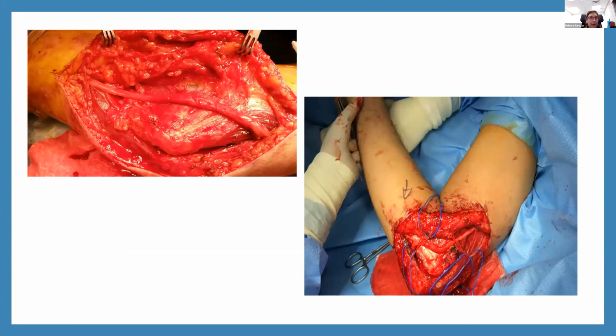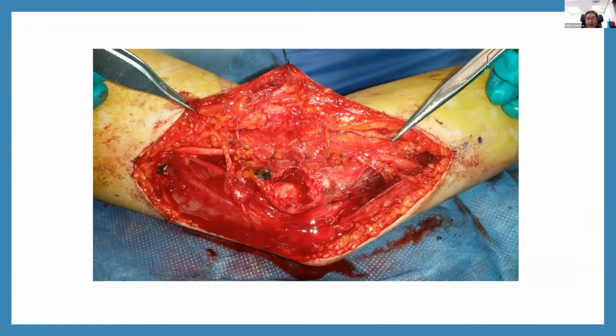The nerve is then transposed. As I said, we also have to pay attention to resect the intermuscular septum to prevent a further kinking of the nerve at this site. And then, in order to prevent the ulnar nerve from slipping back into the empty groove, we prepare a sling of fat tissue, which is going to maintain the nerve in the new domicile. And this is the final picture.